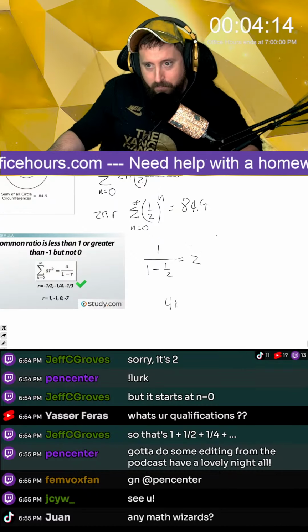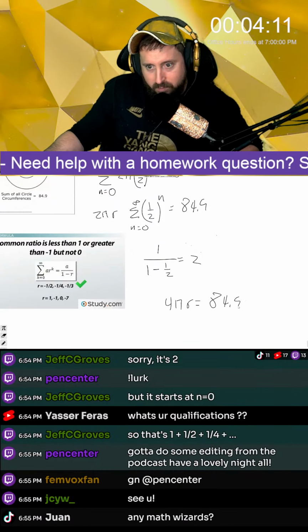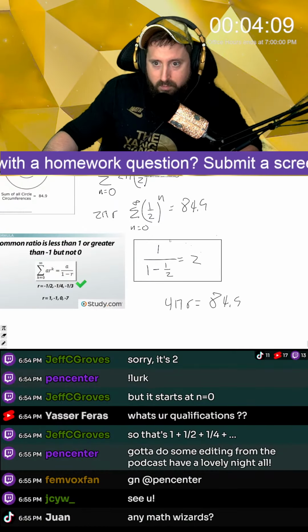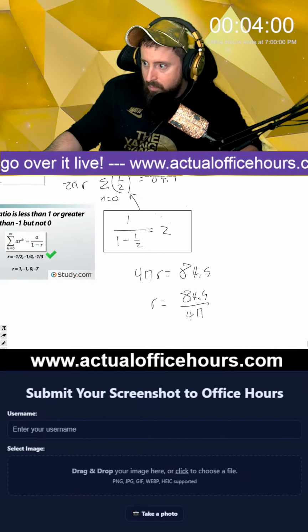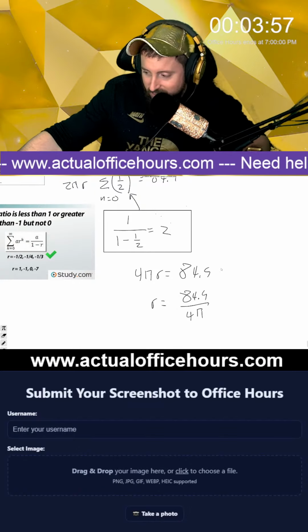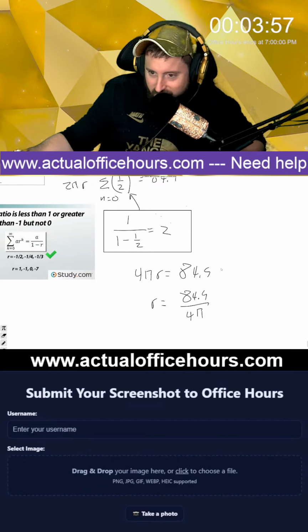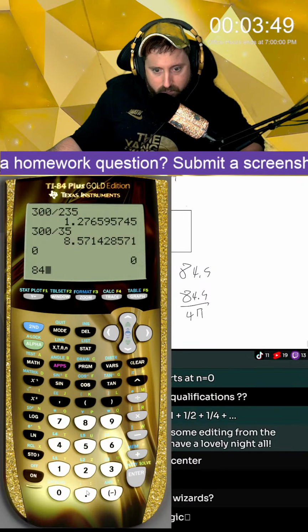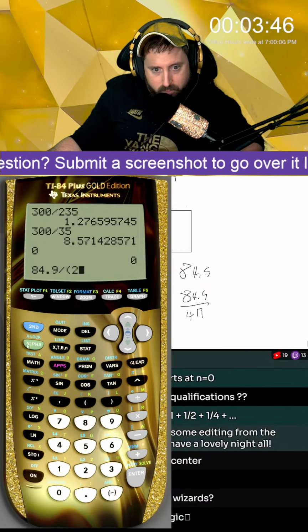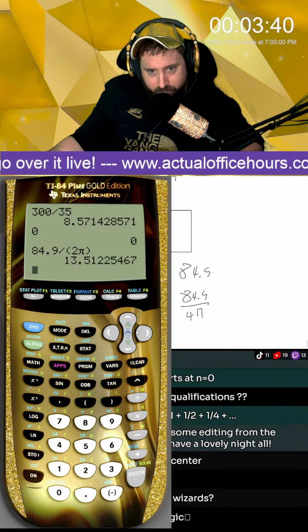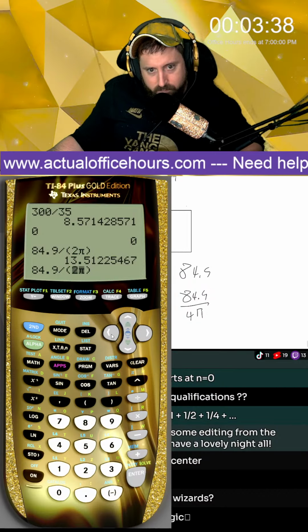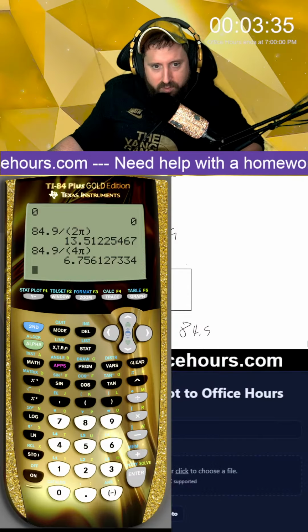So it's equal to 2. Okay. So, 4 pi r is equal to 84.9. Okay. So r equals 84.9 over 4 pi. 1 plus 1 equals 3. Magic. What's 84.9? 84.9 divided by 2 pi. Or divided by 4 pi. I get 6.75 then.